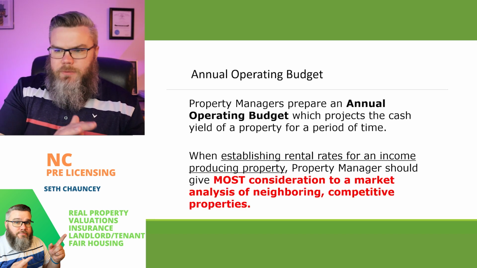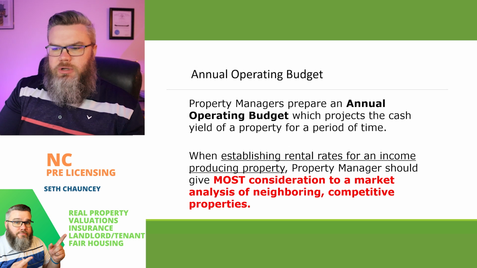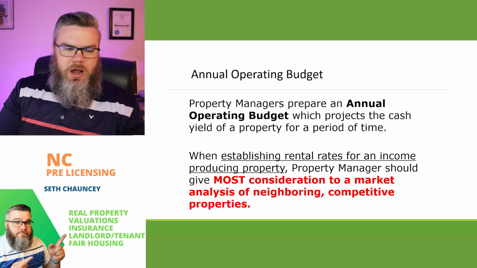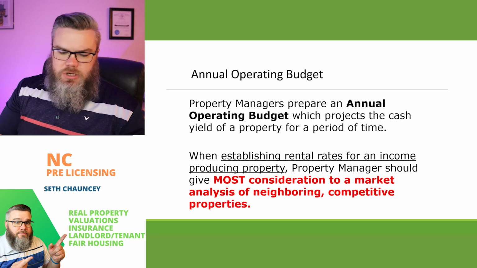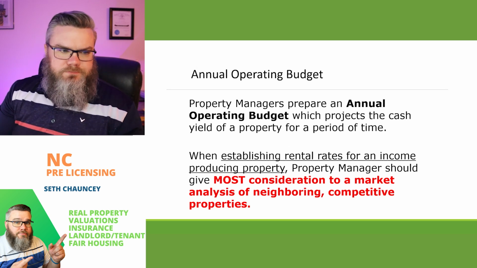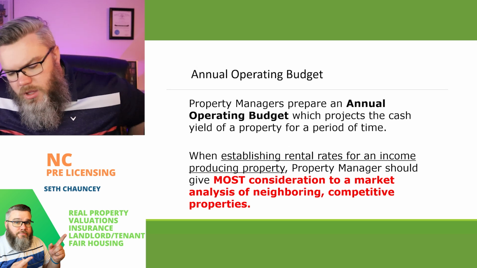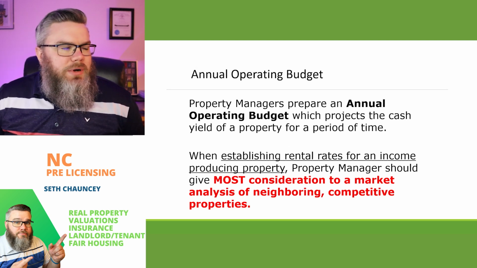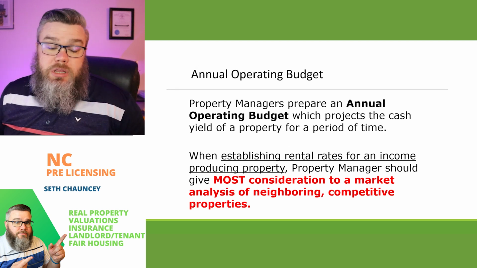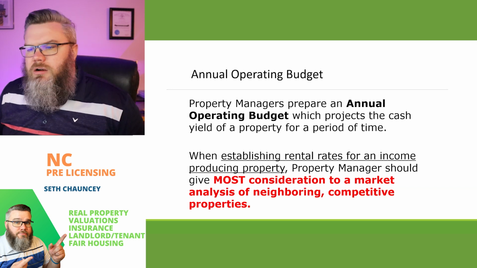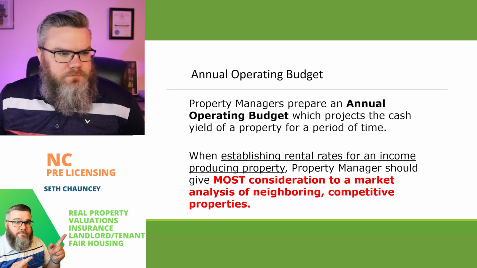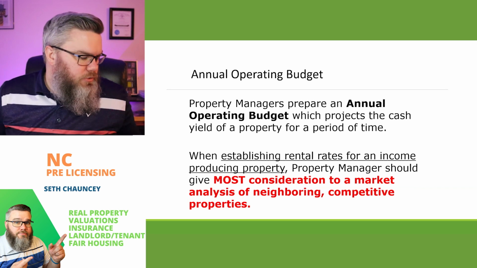So this is underlined here. Establishing rental rates for an income producing property, most consideration goes to a market analysis of neighboring competitive properties, making adjustments, just like you would for a CMA, for these rentals. Now, of course, some of the things we're talking about in here are residential, some of them are commercial, most of them are residential. But here on the next slide, I'll give you a second on this one. The next thing is a little bit commercial, or a lot of it commercial.